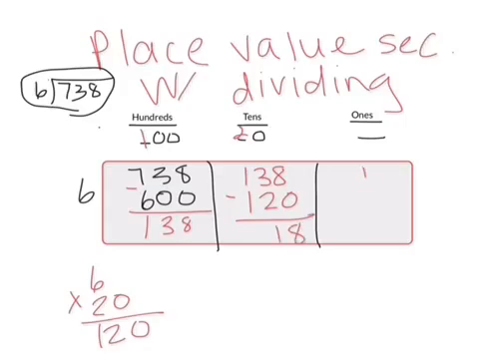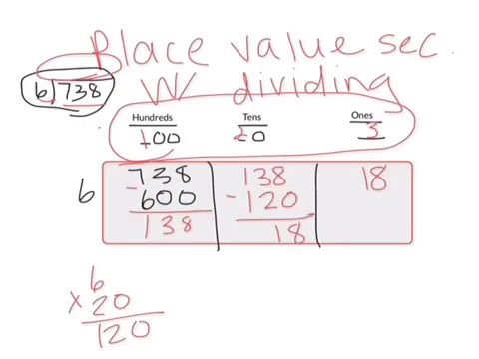Now 18 is our final partial product. Well, we know that 6 goes into 18 evenly. 6 times 3 would be 18. So at the beginning of this problem, we knew the divisor and we knew the dividend, but we were looking for the quotient. Well, right here is the quotient.